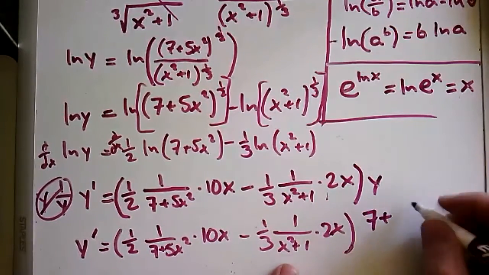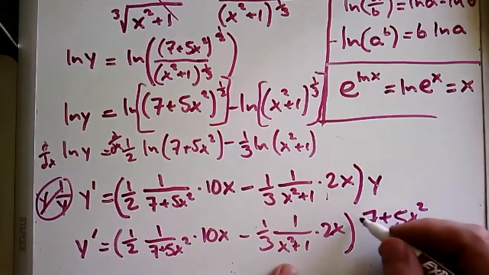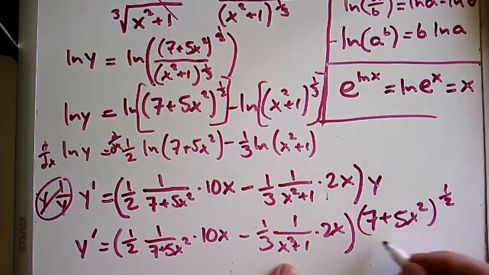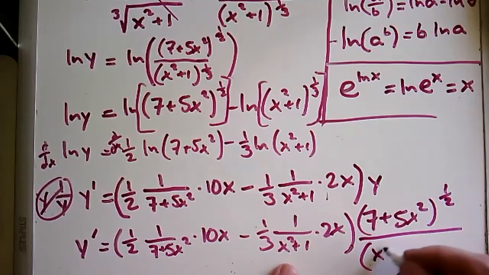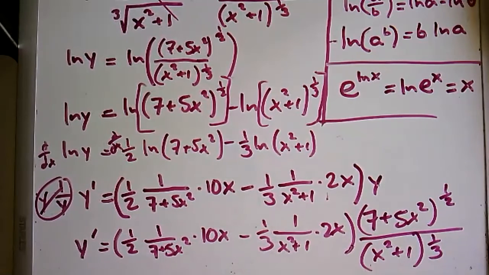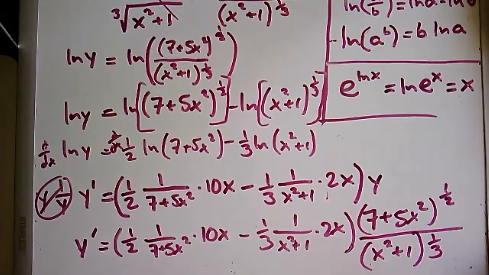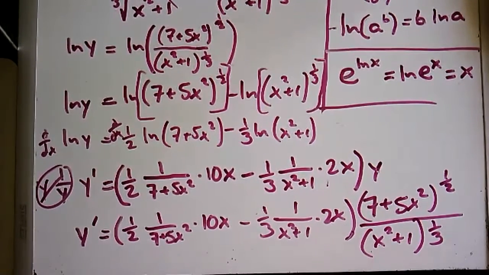So here I have (7 + 5x²)^(1/2) over (x² + 1)^(1/3). So it's not an easy problem, but it's still a lot faster and easier than using quotient rule and then chain rule and then chain rule again. I'm not going to take the time right now to plug this in to WebAssign. I do know that these problems can sometimes be frustrating because you make a small mistake somewhere and it passes all the way through to the end.